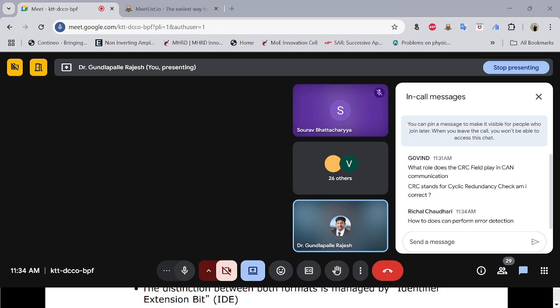So this CAN protocol may have the actual data frame as well as the extended data frame on the same line itself. The distinction between both the frame formats is managed by a bit called the IDE, the identifier extension bit, which comes in the control field. So then we have seen the dominant and recessive bus levels. Both operate in the same fashion in this CAN protocol.